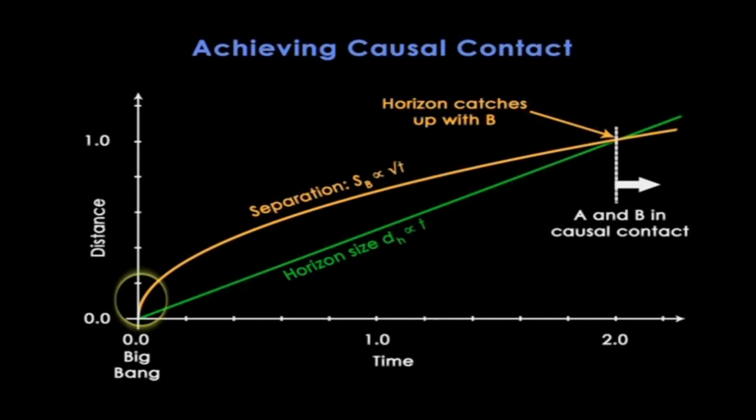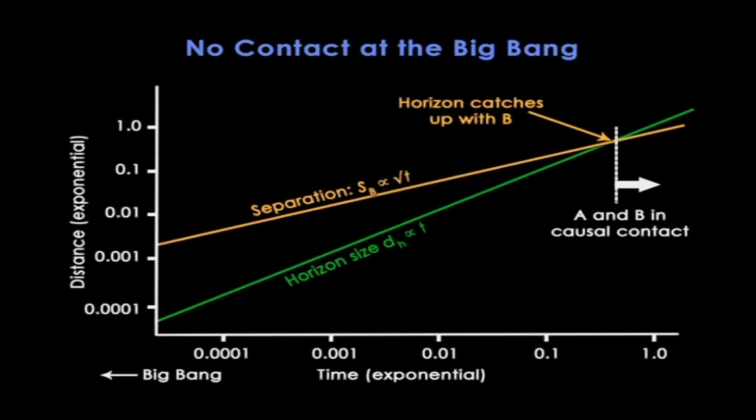But what about at earlier times? Was B in contact right at the beginning? Now, I know these graphs make it look like they cross at the Big Bang, but that's deceptive. Here is exactly the same diagram, but using exponential axes, which allow us to examine the region very close to the Big Bang. Now you can see that it doesn't matter how close to the Big Bang you go, the horizon is always smaller than the separation.